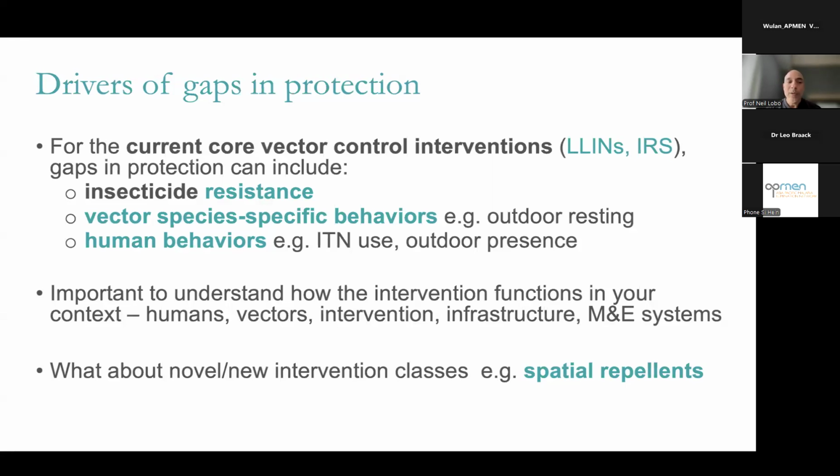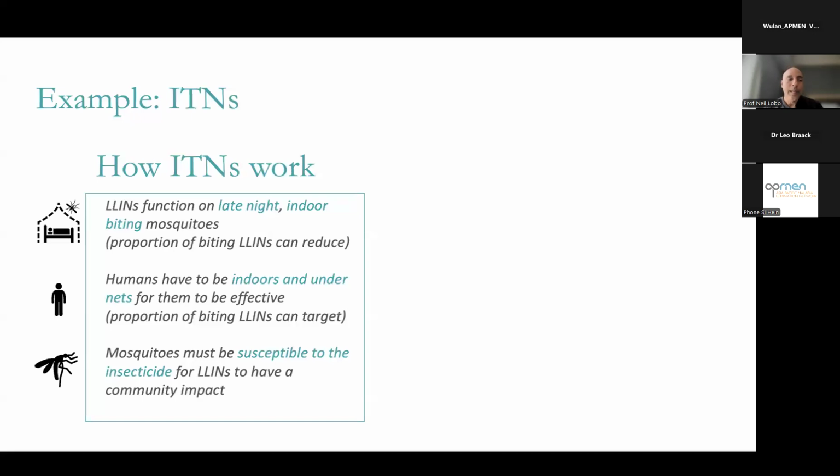And when we look at drivers of gaps in protection for the current core interventions, which are bed nets, IRS, and LSM, what about the new ones coming up? Someone just asked about space repellents, right? What are the gaps in protection with those? So understanding what the gaps in protection are is really important, because that tells us where our malaria is coming from. And here's an example using ITNs, right?